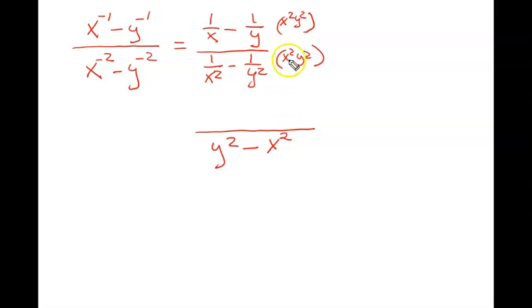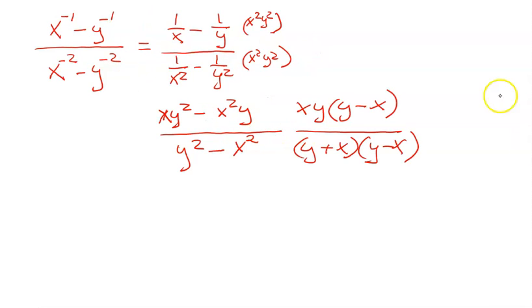Okay. And then here, one of the x's cancels here, and I end up with x y to the second. Here, one of the y's cancel out, and I get x to the second y. Now, I can factor this a little more. I can take out a common xy out of these, and I'm left with y minus x.